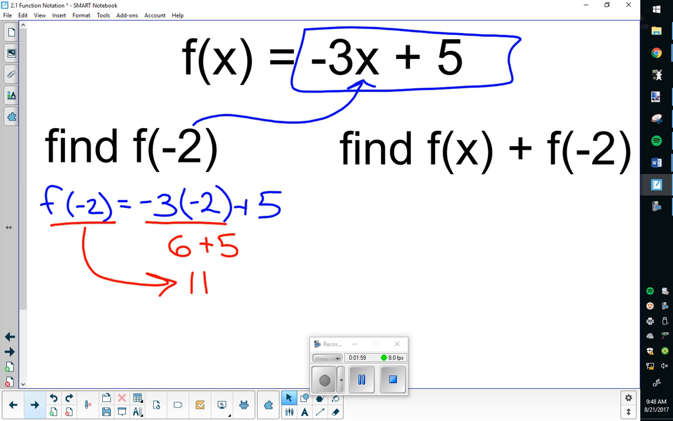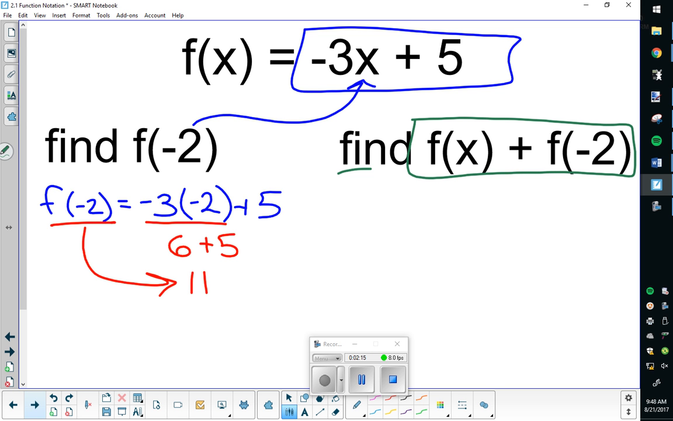Everybody good on the first one? Second one, same idea. It says now find f of x plus f of negative 2. So same f of x. That problem still applies. We are trying to find what we get when we do this. F of x. What am I going to plug in for? It doesn't give me a number there. What are we plugging in for f of x? The equation. It tells me right here that f of x is this. So if it asks me for f of x, I'm writing that right there, negative 3x plus 5. That's what f of x means.